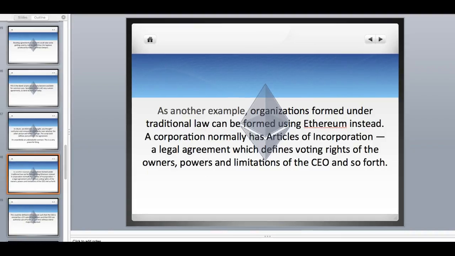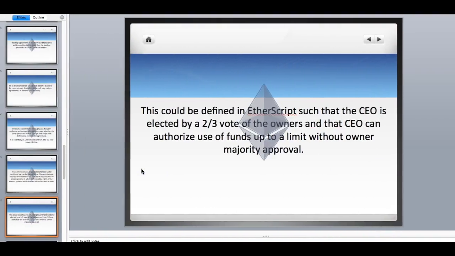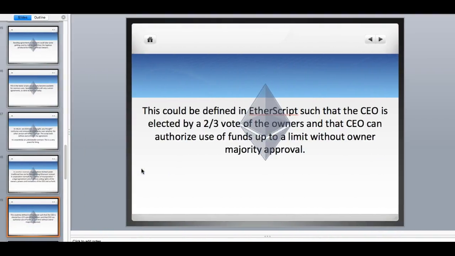Now, as another example, organizations formed under traditional law can also be formed using Ethereum instead. A corporation normally has articles of incorporation, a legal agreement which defines voting rights of owners, powers and limitations of the CEO, and so forth. This can be defined in EtherScript such that the CEO is elected by a two-thirds vote of the owners and that the CEO can authorize use of the funds up to a limit without majority approval.